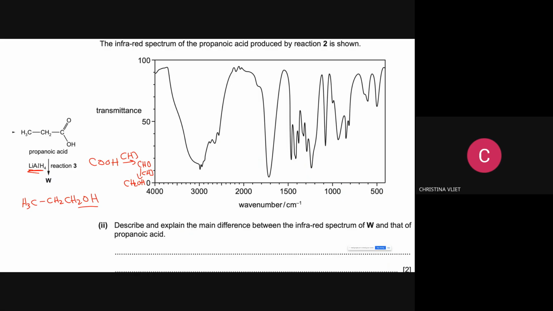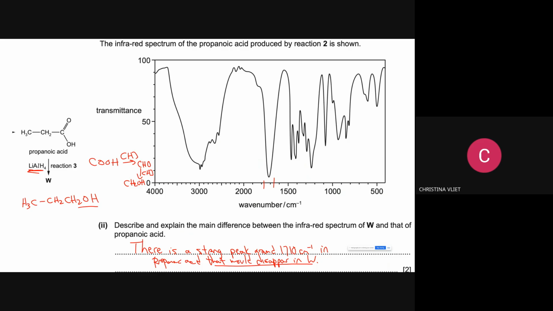That's right. So now we can describe and explain the main difference. So what would be in this graph that isn't in W's graph? Yes, there is a strong peak around 1710 in propanoic acid that would disappear in W. So it's only 1 mark, so that's fine. Well, actually, there's 2 marks. The second is to say that it would disappear in the other.